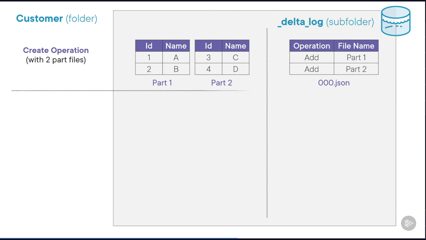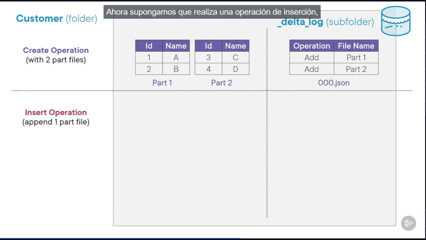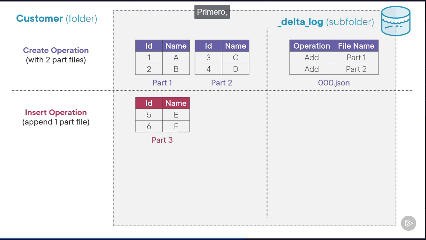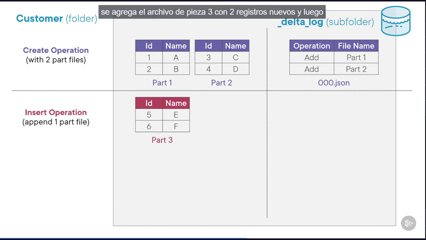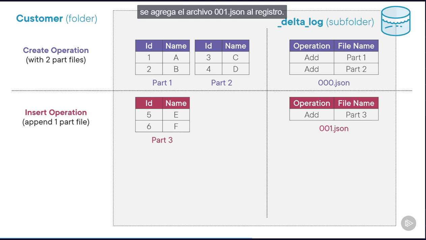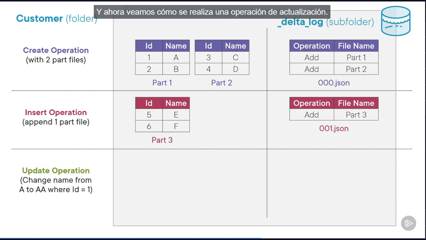Sounds good? Now let's say you perform an insert operation, and this is going to append one more file with new data. First, part file 3 is added with two new records, and then 1.json file is added to the log. Once again, it mentions an add operation, and part file 3 is now part of data. And now let's see how an update operation is performed. Let's change the name from A to AA, where ID is equal to 1. Currently, record for ID 1 is present in part 1.